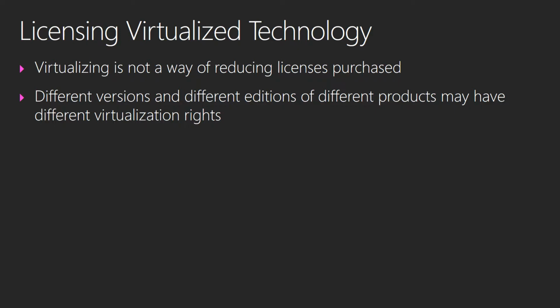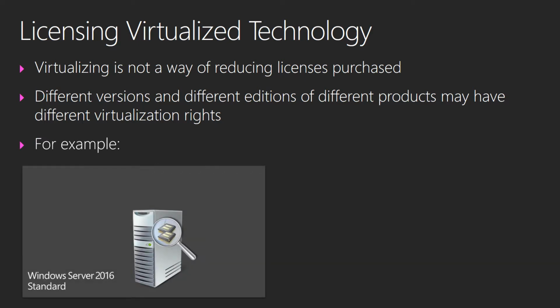So we're just doing an example of Windows Server 2016 here. You can't necessarily apply what we learn on this slide to other products. So let's have a look at the virtualization rights for Windows Server 2016. We already know the rules for licensing the physical server. You need a minimum of 8 core licenses per processor, so we need 16 core licenses here.